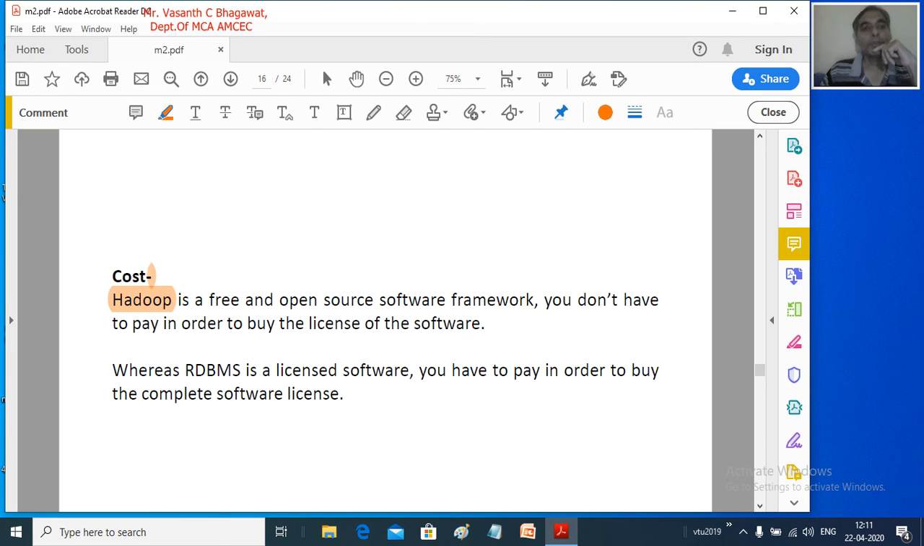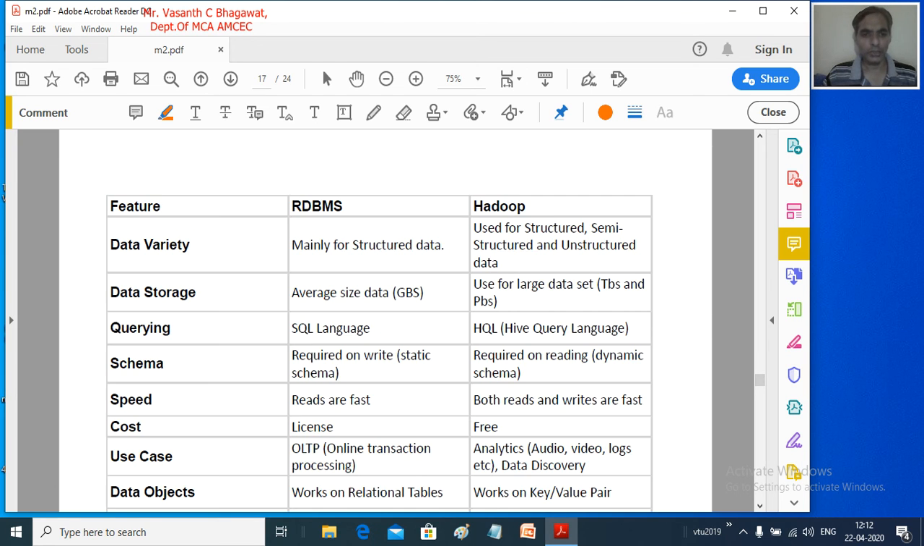And the next characteristic, of course, is the cost. If you are going to use RDBMS, it is licensed software. You have to purchase that particular software, whereas Hadoop is open source. Later in the video sessions we will be discussing what this open source is, and what the important things under open source software are. So cost wise, again Hadoop is on the top, RDBMS goes down.